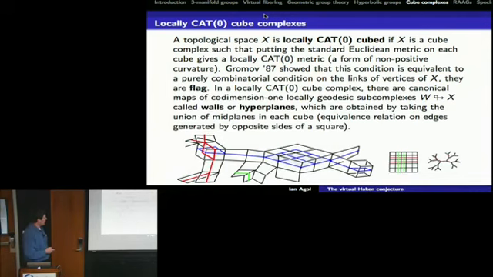Another way of regarding these hyperplanes is as an equivalence class on edges. Two edges are equivalent if they're on opposite sides of a square. If I take the equivalence relation generated by that, then I get the hyperplanes, or the walls, in a cube complex. So you can start in any cube, take a midplane, and just keep extending it, and you get the walls in a cube complex.